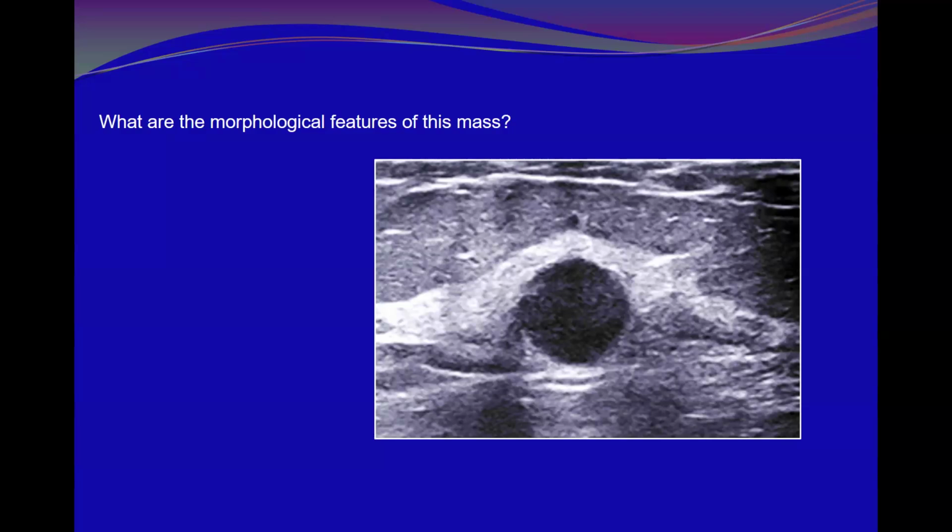No, it is circumscribed, honestly. I can see a well-defined border between the lesion and the surrounding parenchyma. Okay, all of you, do you agree with her? Yes, agree with her. Circumscribed margin.